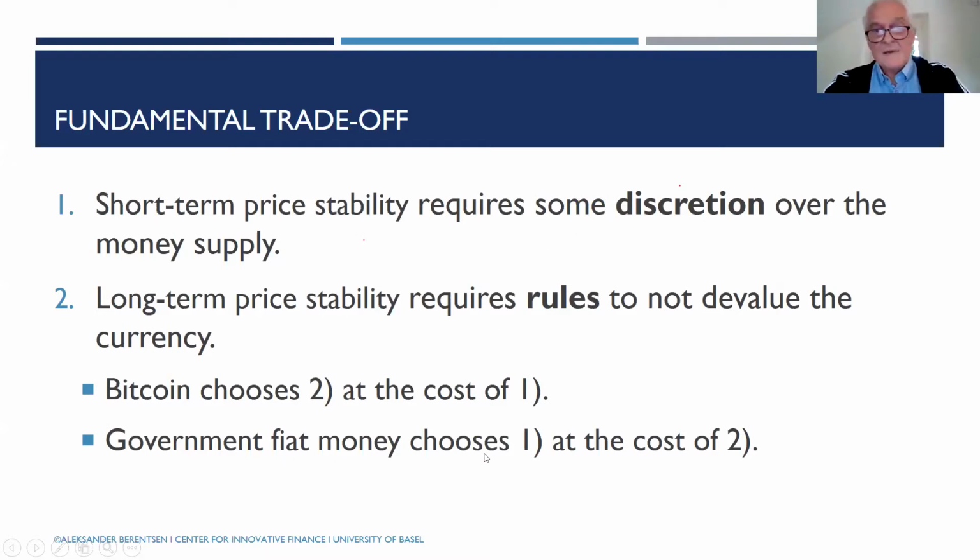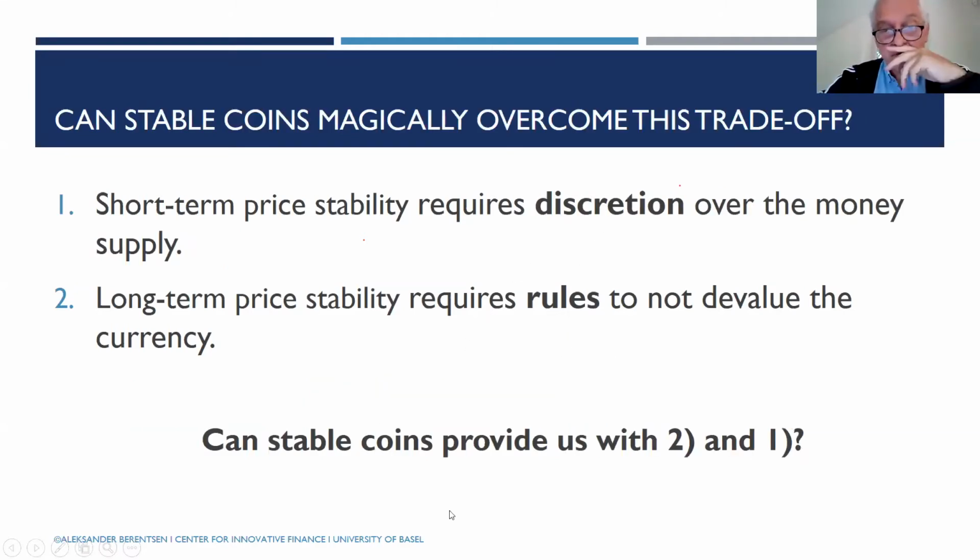And I think government fiat money, central banks choose 1 over 2. They say, no, I want to have discretion over the money supply, but this also means in the long run I cannot commit to a certain path for the money supply. If you want to have both 1 and 2, the issue is, can stablecoins provide us with both? Have this kind of short-term manipulation of money supply, and at the same time a long-term goal that cannot be questioned, cannot be attacked. This, I think, is the issue here.